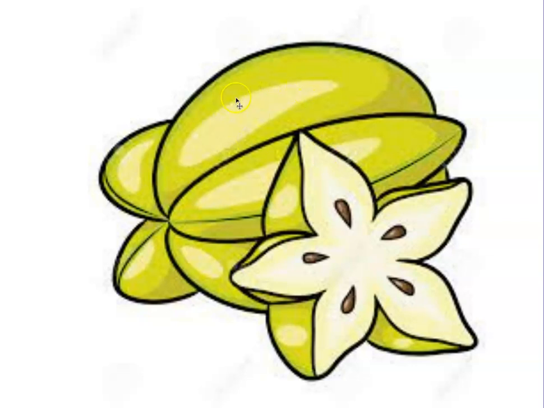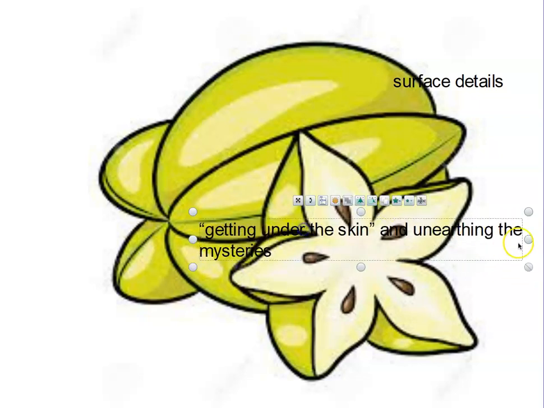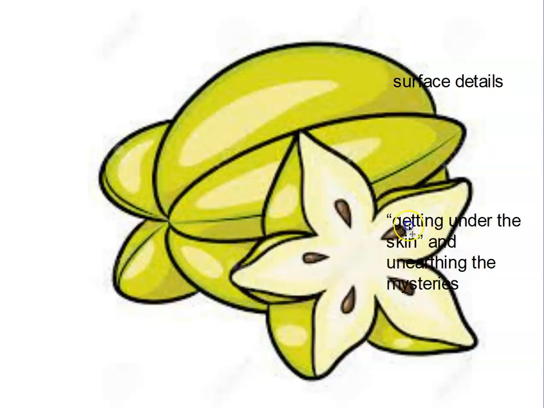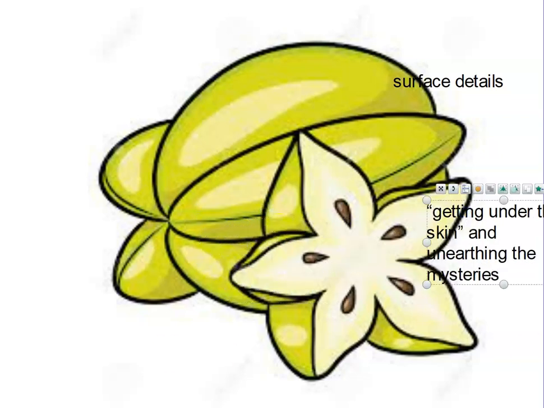Generally, the skin of the fruit is supposed to represent the surface details. Maybe the things the students notice on a cursory glance. So here, let's label that, okay? Under the skin is supposed to be getting under the skin and unearthing the mysteries. Let's go ahead and label that right here. And the pulp of the fruit is supposed to be a substance of whatever issue you're talking about.